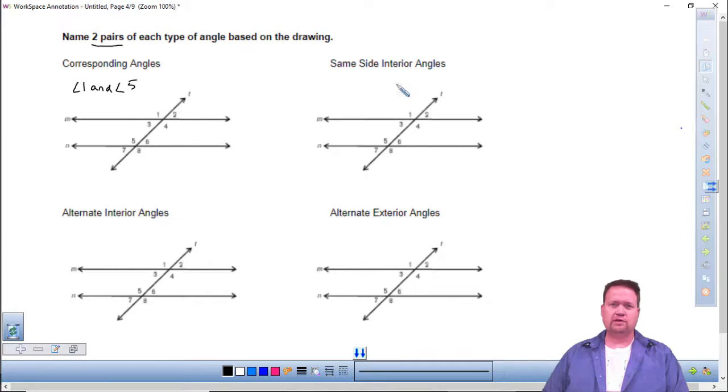If I jump over to this one, same side interior angles, there's only 2 pair of these. They're on the interior of the drawing, so they're in here, and they're on the same side. So for example, angle 6 is on the same side as angle 4. So angle 6 and angle 4 are one pair of same side interior angles. And remember, those two will add up to 180 degrees. I'll let you go ahead and name 2 of these and 2 of the alternate exterior angles, and go ahead and add another pair up here of your own.